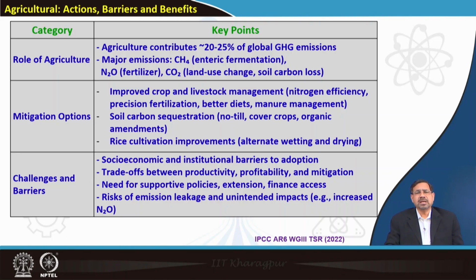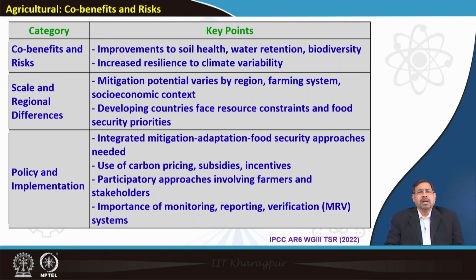As far as the barriers are concerned, there are socio-economic and institutional barriers to adaptation, trade-offs between productivity, profitability and mitigation, the need for supportive policy, extension and finance access, and risks of emission leakage and unintended impacts such as increased nitrous oxide. In terms of co-benefits, there is improvement to soil health, water retention, biodiversity, and increased resilience to climate variability.